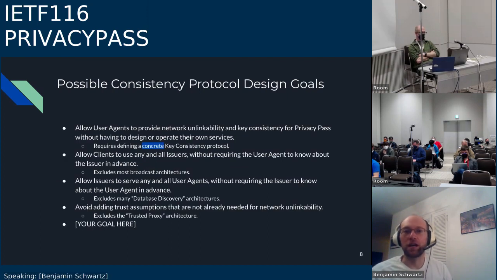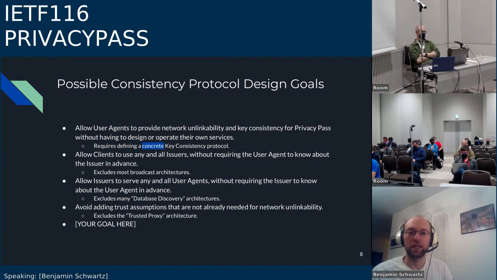So if you agree with that assessment, then here are some goals that a consistency protocol might need to fulfill for us to think it was a good solution. One important thing is that it allows user agents to solve this problem without having to design their own protocols and then operate their own services using those protocols. That, I think, is the requirement that causes us to need a concrete protocol. Otherwise, we can just, like our existing key consistency draft, provide essentially design guidance to the user agents and say, here's the kind of system that you should design.